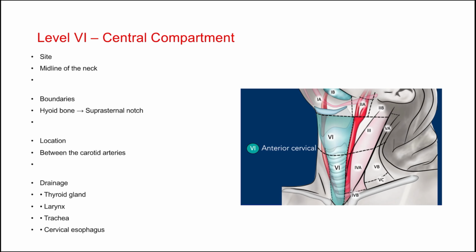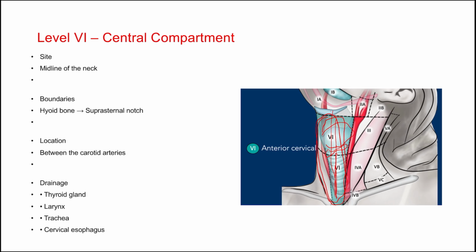Level 6 lymph nodes lie in the central compartment of the neck. So this is the central compartment of the neck, which is formed mainly by the trachea, then the cricoid cartilage, and then the thyroid cartilage. So this anterior segment of the neck contains level 6 lymph nodes.